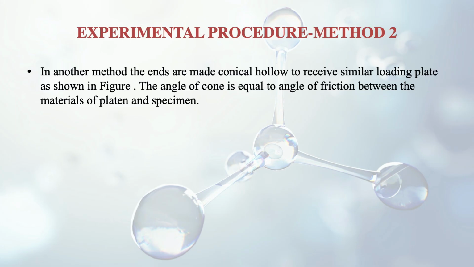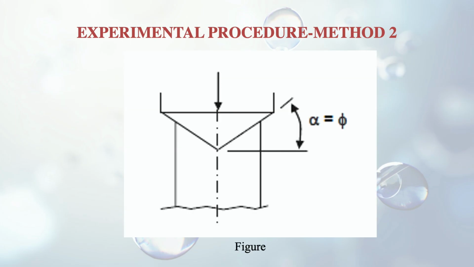There is another experimental procedure, that is method 2. So in this method, what we are doing is that the ends are changed now. The ends are made in a conical hollow type of shape. You can see in the figure here, this is somewhat like a cone. And why is it done like that? To receive a similar loading plate. So the plate is also made accordingly. This is the specimen and plate, you can see they are matching together, and both have a certain kind of shape so that they can fit together.